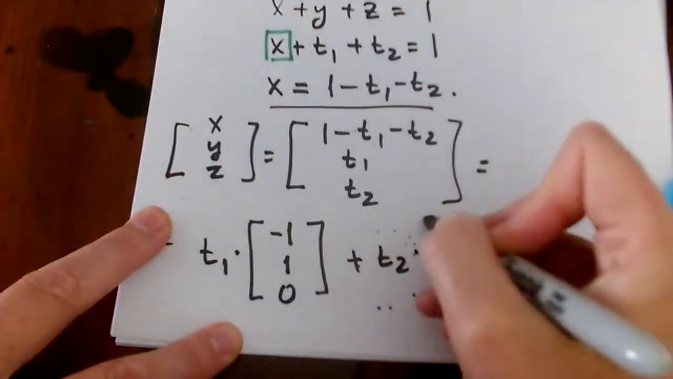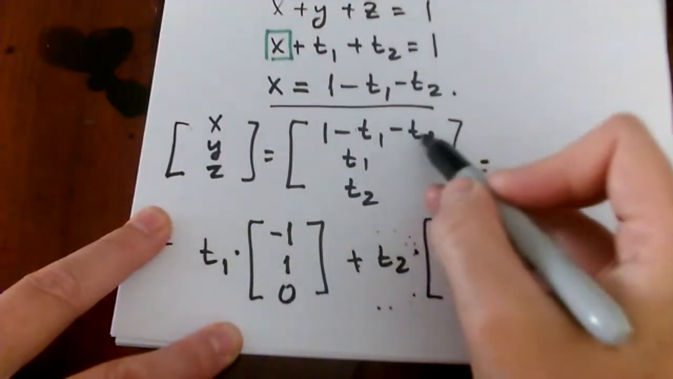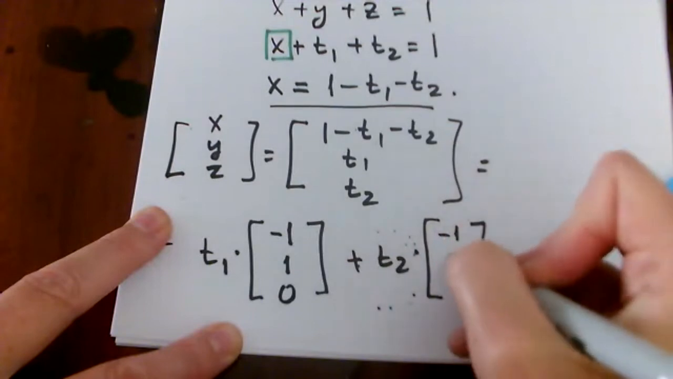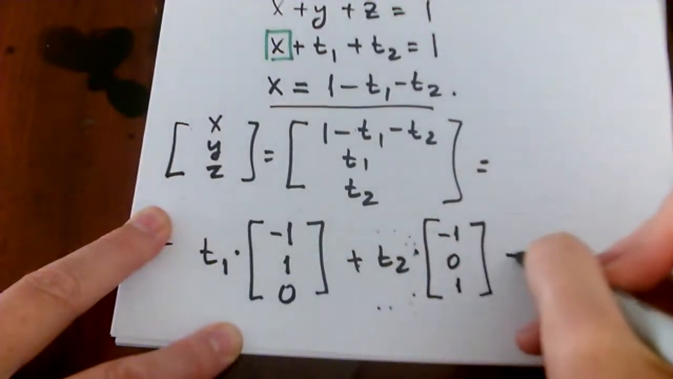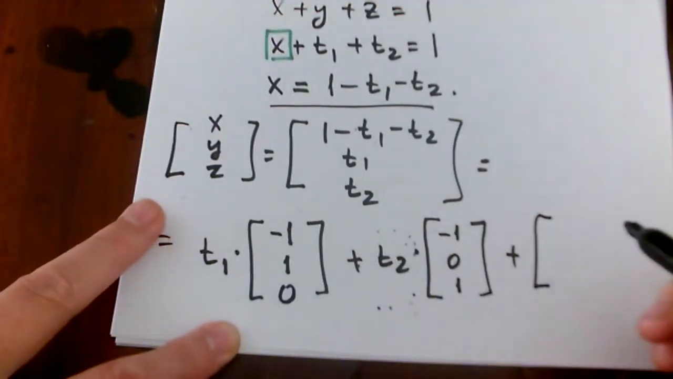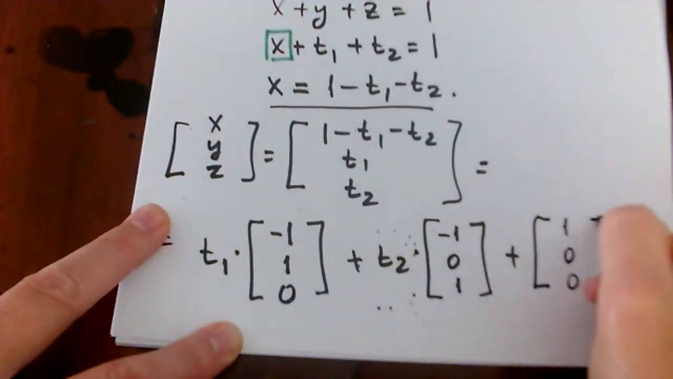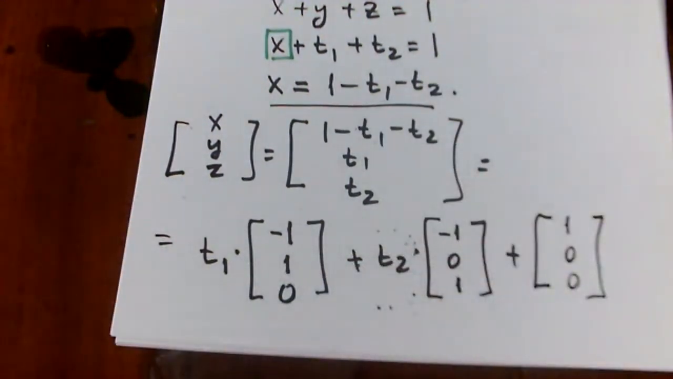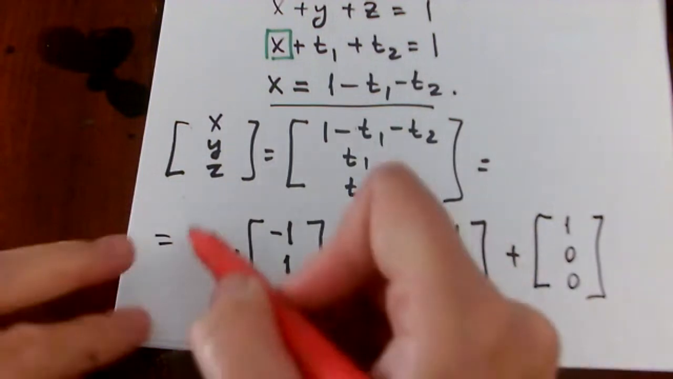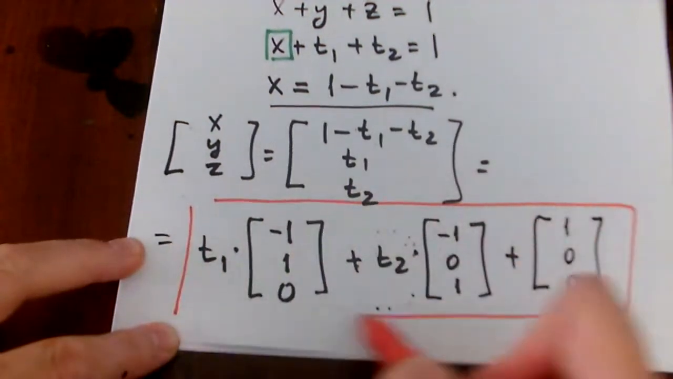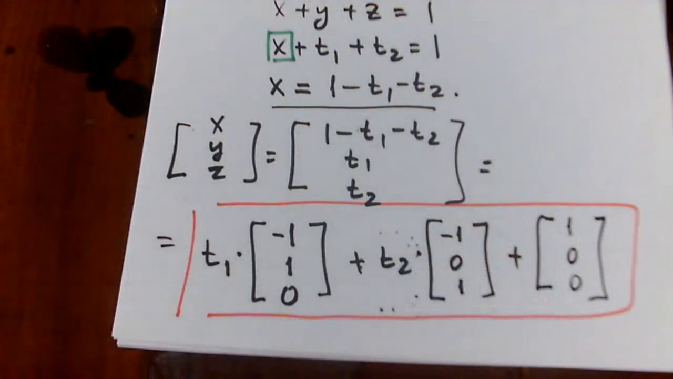Plus t2, and the same procedure again. We have minus t2 here. It means minus 1, 0, and 1. And finally, we have a column without any t's. It will be 1, 0, 0. That's it. So as you can see, sometimes you have to deal with 2 free variables, or maybe even 3. It depends on the configuration of your linear system.